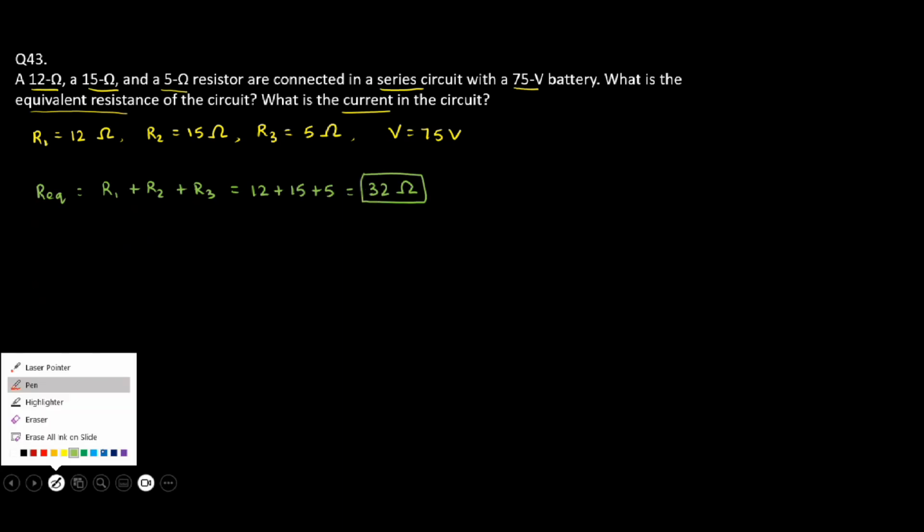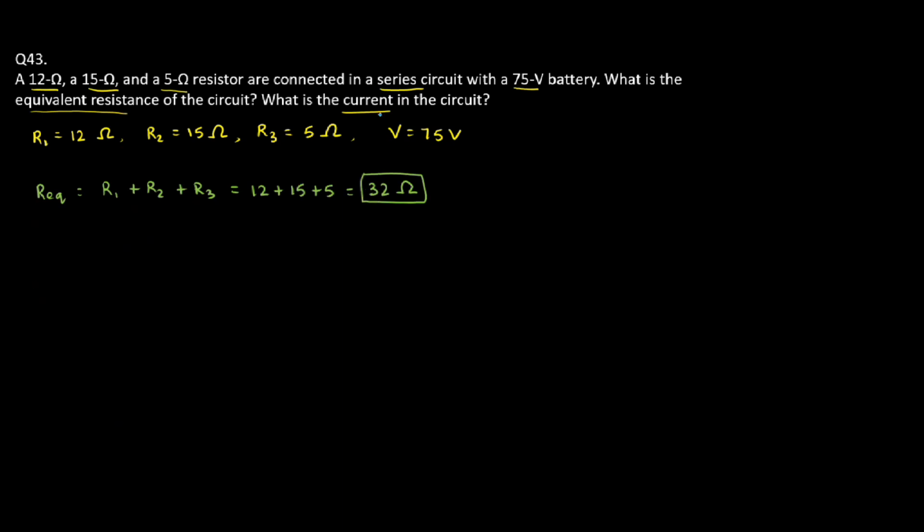The next part is to calculate the current in the circuit. Current I is the potential difference across the battery divided by the equivalent resistance. Potential difference here is 75 volts. My equivalent resistance is 32 ohms. And when we solve this, you get your current as 2.3 amperes.